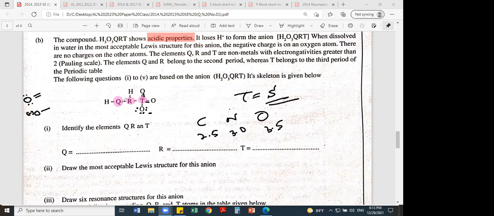this one has formed only 2 sigma bonds, Q. R forms 3 sigma bonds. That means valency 3, because Q forms 2 bonds. That means Q should be under valency 2. Valency 2 means either group 6 or group 2. R should be either group 3 or group 5. They are non-metals. Group 3 you can't take, because since R is a non-metal, it is either group 3 or group 5. Therefore, R should be from group 5 and it's the same period.